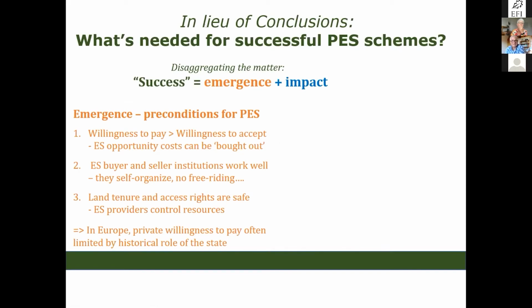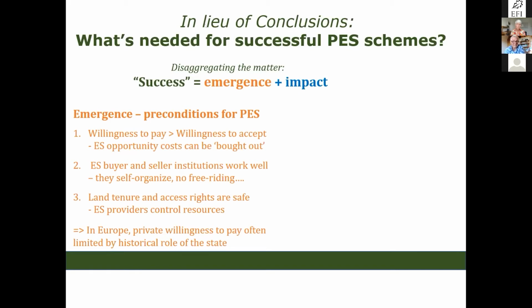So my last slide. We were recently asked by the Commission what is needed for successful PES schemes. And I thought that our answer here sums things up quite well, and perhaps success should be seen disaggregated into, on the one hand, what's needed for these schemes to actually emerge on the ground, and second, what's the impact. And for the emergence, the willingness to pay is quite important. It has to be bigger than the willingness to accept by landowners to participate, obviously.